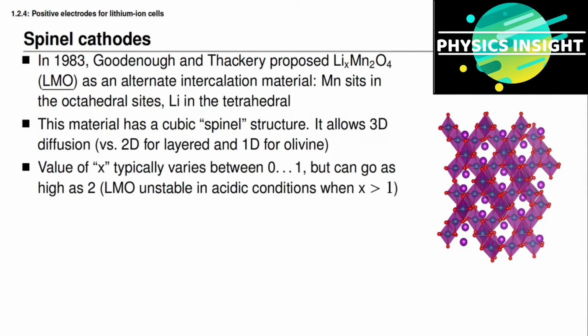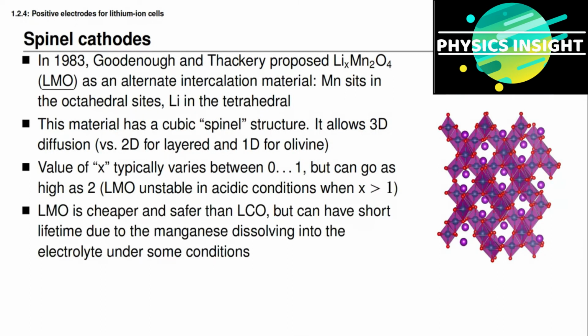In the chemical equation for lithium manganese oxide, notice again there's an x in the subscript for lithium, and in this material x can go from 0 all the way up to 2, which is different from what we saw in lithium cobalt oxide. However, if x is larger than 1, the material tends to dissolve in the electrolytes commonly used in lithium-ion battery cells, and for that reason we use x from 0 to 1 almost always in practice.